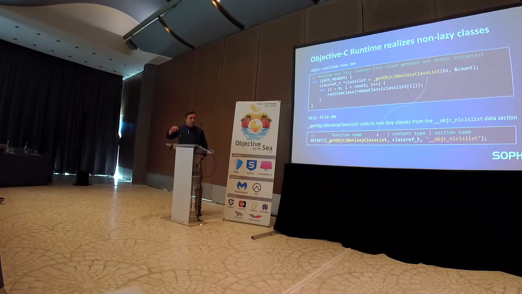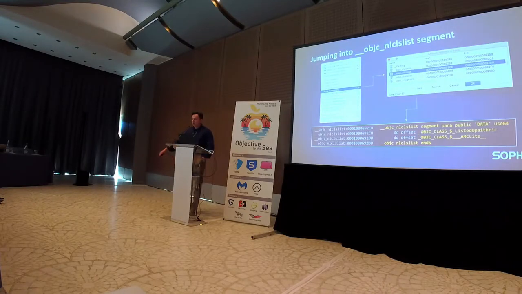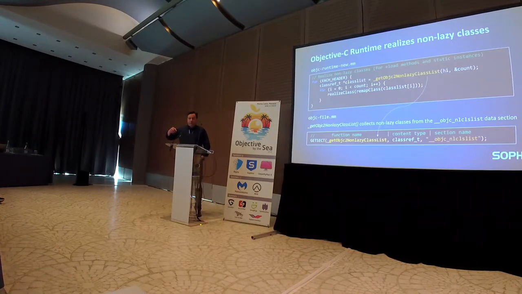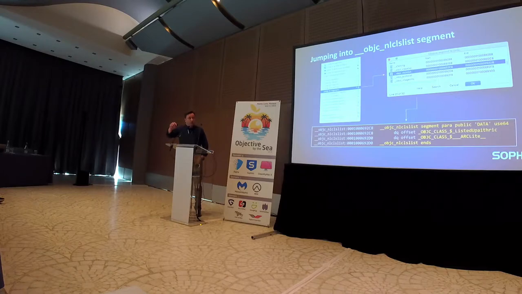That function itself, you can have a look at in another source code file. It's right here, you can see the macro where it obtains the list of non-lazy classes from the section called __objc_nlclslist, where NL stands for non-lazy and CLS stands for class list. All right, so that's the name of the section. Now let's find that section within the executable file in IDA. Just go to the list of all the sections, and you can find that particular section right here, and proceed to it.